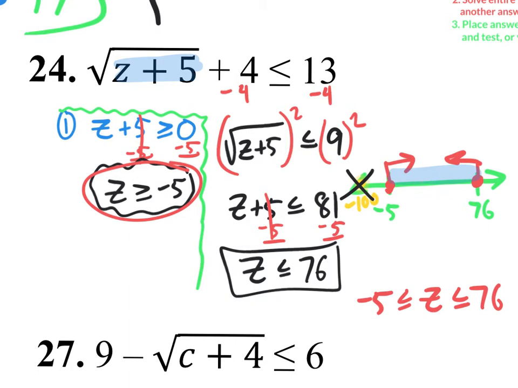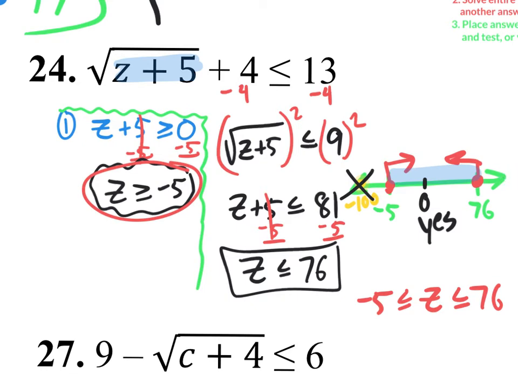If I test an easy number like 0, it should work. 0 plus 5 is 5. The square root of 5 is going to be a little bit more than the square root of 4, which is 2. So maybe like 2.1, 2.2, 2.3, whatever. But if we go 2.3 plus 4, that's going to be 6.3 or 6.2. That's definitely less than or equal to 13. Any value that I plug in between -5 and 76 will work. Okay, so this was a yes in the middle. Any value out here will not work.